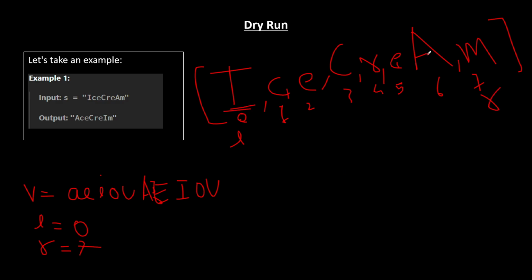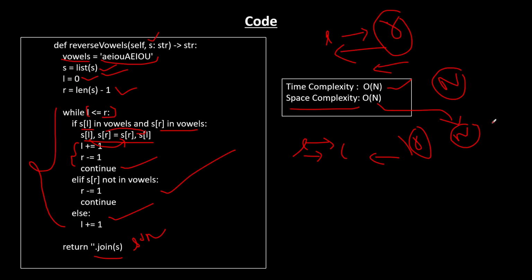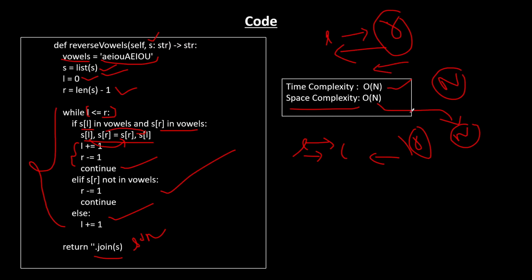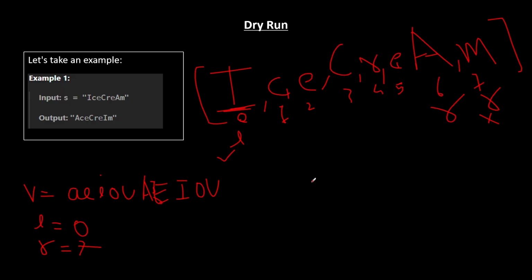Is I a vowel? Yes. Is M a vowel? No. Our condition says if R is not a vowel, decrement the value of R. So R comes here. Now, again we check. Is the L index value a vowel? Yes. Is the R index value a vowel? A, yes, it is a vowel. So what do we do? We swap them. It becomes A, and I am adding I here. Since M is done, let it be here.